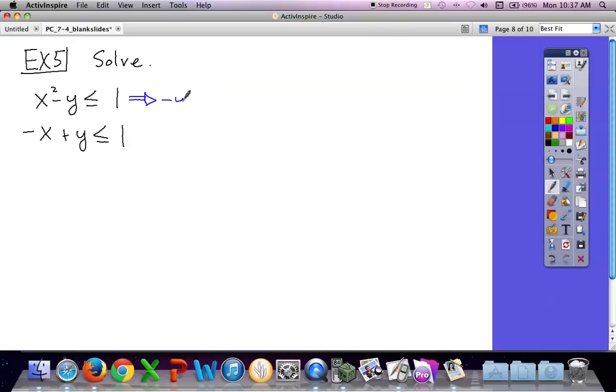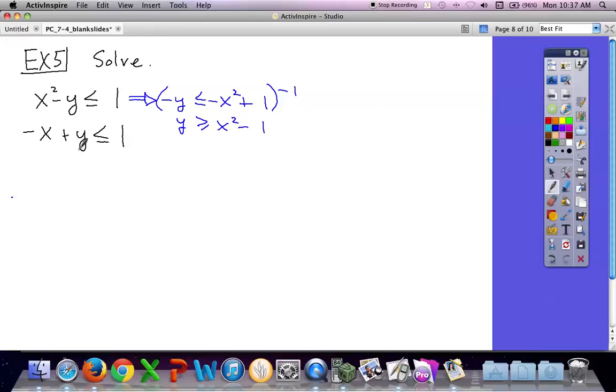Negative y is less than or equal to negative x squared plus 1, multiplied by negative 1. Y is greater than or equal to x squared minus 1. And that's the same parabola that we graphed in the first example.